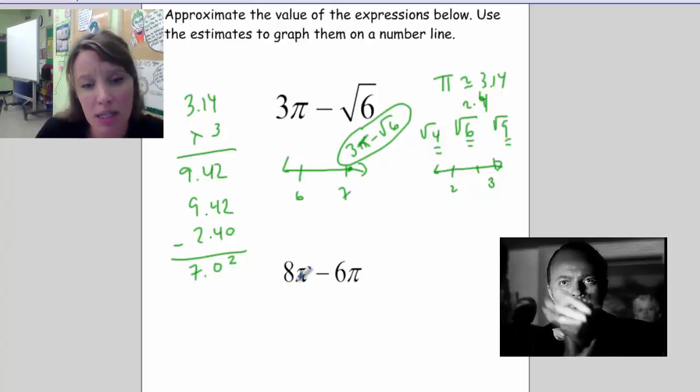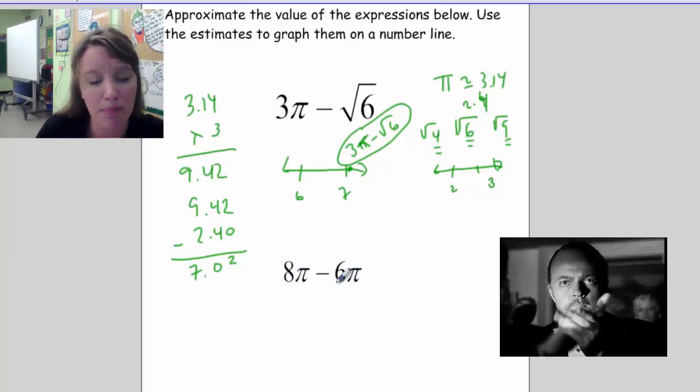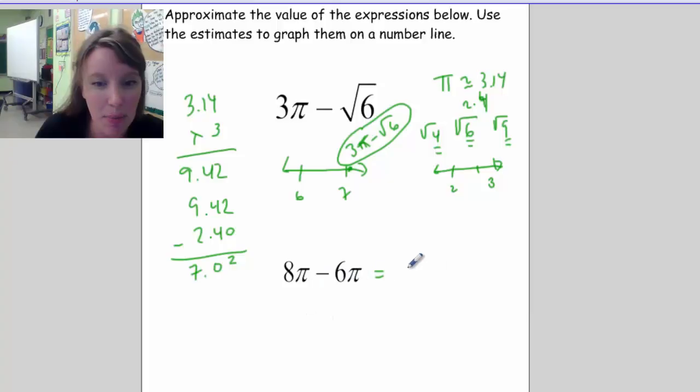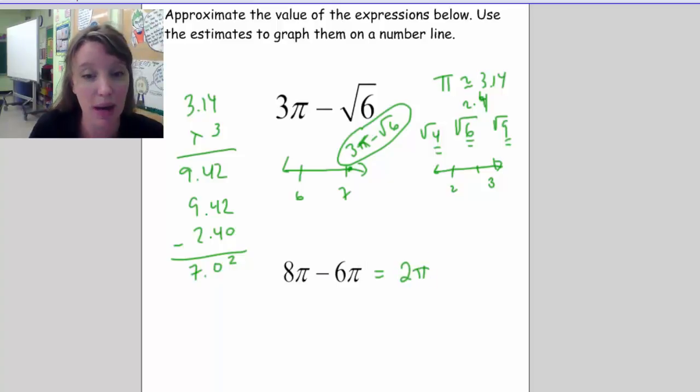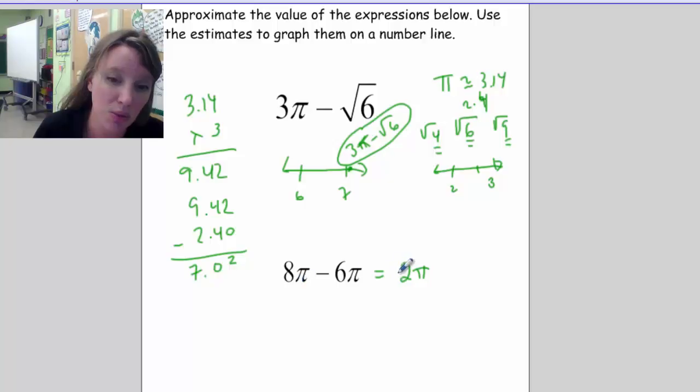Okay, on to the next problem. We have 8 pi minus 6 pi, and that's actually going to operate a lot like our x's. If I have 8 of something and I subtract 6 of something, what I'm left with is 2 of something. So I'm going to get 2 pi, and that is exact. This is equal to 2 pi.